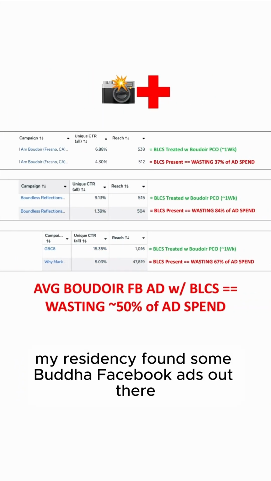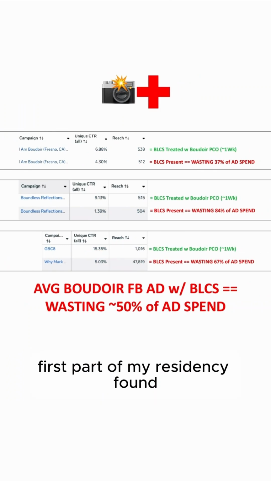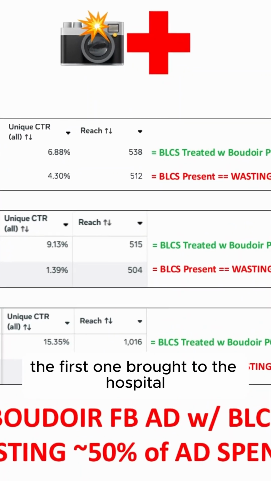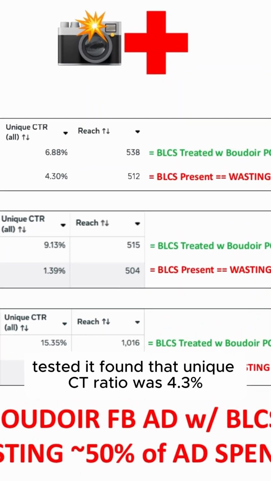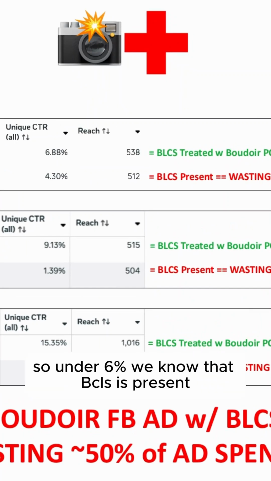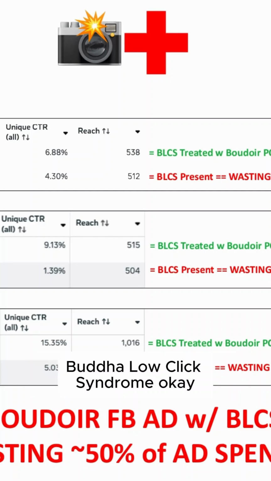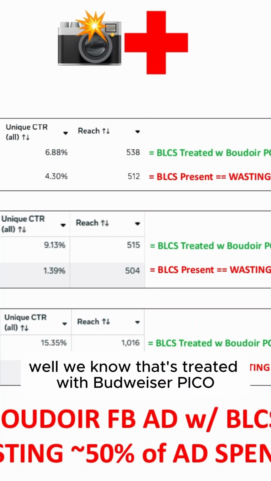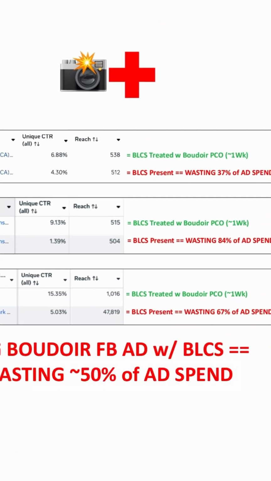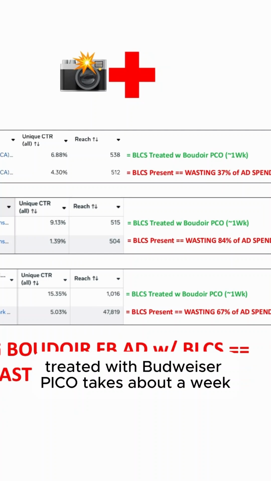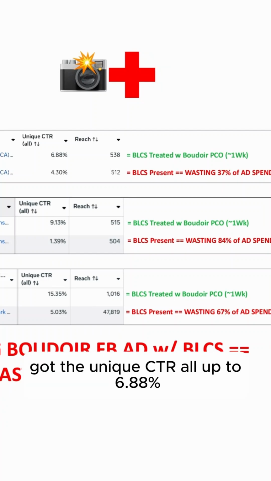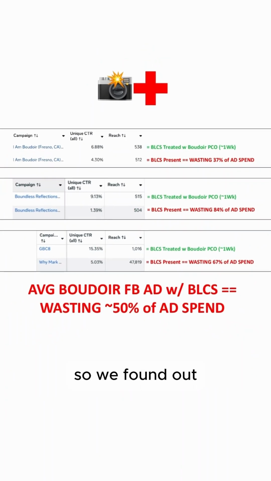So in my residency, I found some Boudoir Facebook ads out there. First part of my residency, I found the first one, brought it to the hospital, tested it, and found out its unique CTR was 4.3%. So under 6%, we know that BLCS is present, Boudoir low click syndrome. Well, we know that's treated with Boudoir Pico, which is exactly what I did. Treated with Boudoir Pico, takes about a week, I got the unique CTR all up to 6.88%. So we found out the original Boudoir Facebook ad was wasting 37% of ad spend.